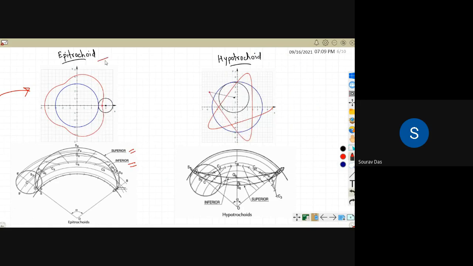And epitrochoid is the locus of the point which is made when one circle is rolling over another circle and the point is either inside or outside.